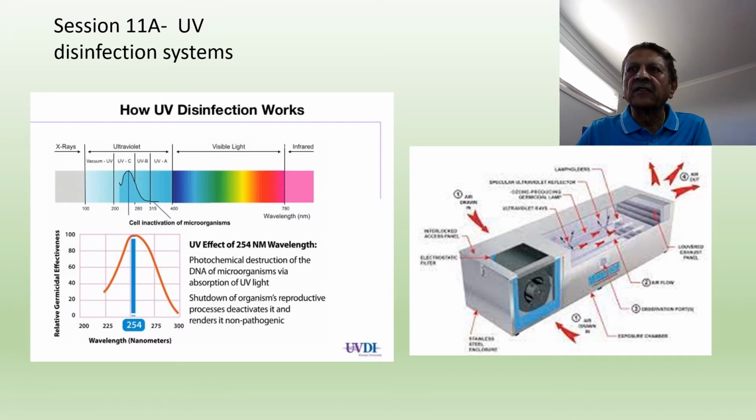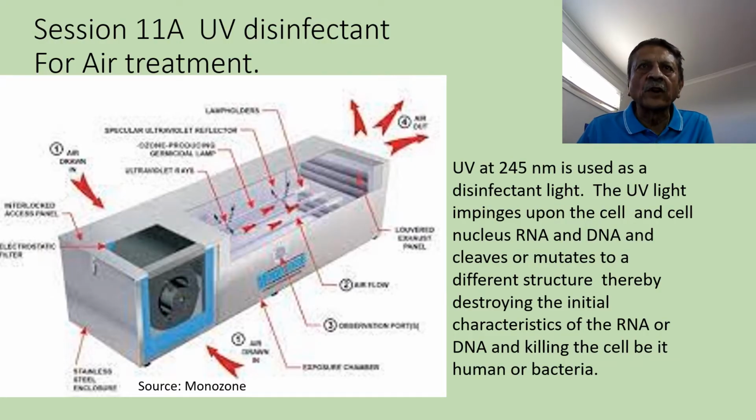The diagram on the right shows you a typical UV disinfectant system. You note that there is an intake fan which will suck in air, and it goes through the series of lamps, and it comes out of the other end where the air would have been completely treated. This is a blown up picture of the same so that you'll be able to see it a bit more clear.